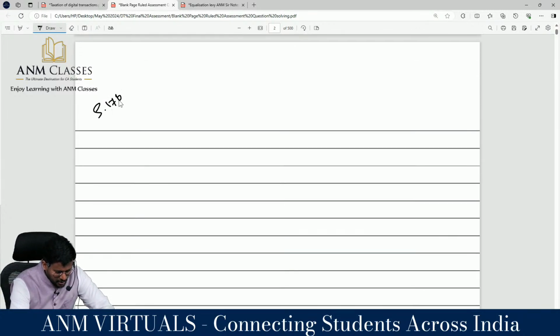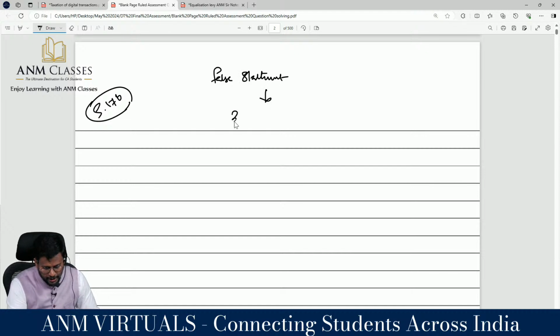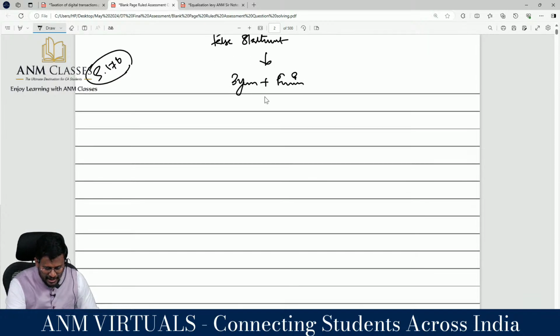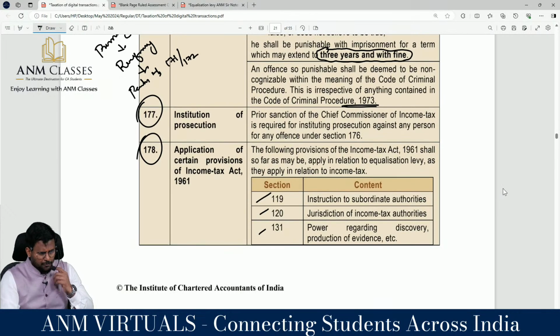Section 176 is saying that if you are furnishing a false statement, then you can enjoy 3 years along with fine, and this is a non-cognizable offense plus a bailable offense. Non-cognizable and bailable offense. This is the maximum we want. Then moving to the next one, institution of prosecution.